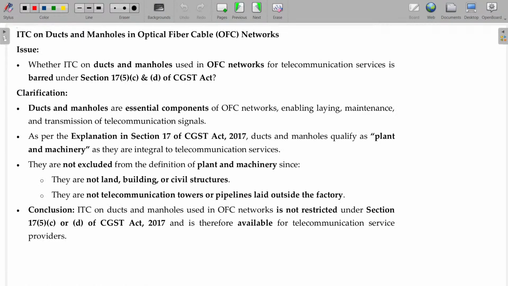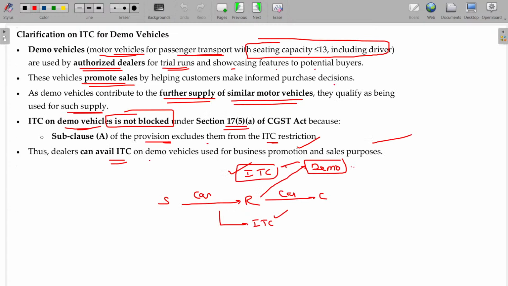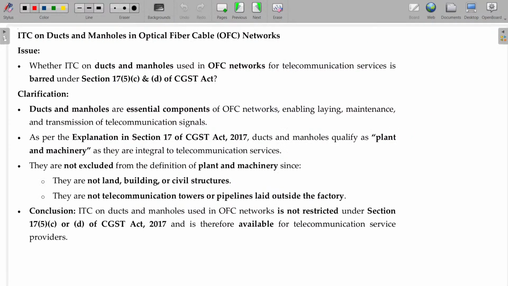Now one more clarification. This is clarification number 1 for availing the ITC. There may be some confusion, sir. ITC is not allowed, sir. Why, sir? Then there is confusion with respect to the Act, and it goes to the court or to the council for clarification. The clarification may be issued now and then. So clarification number 1 is related to ITC on demo vehicles.